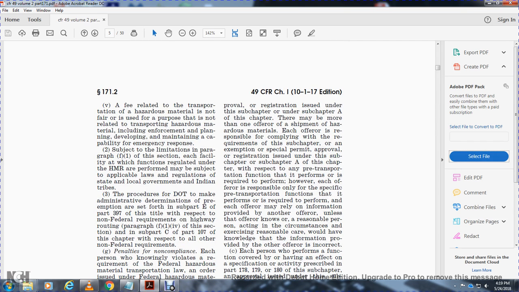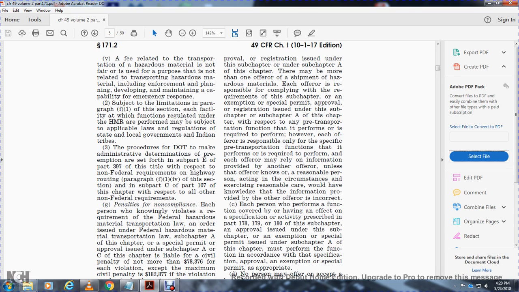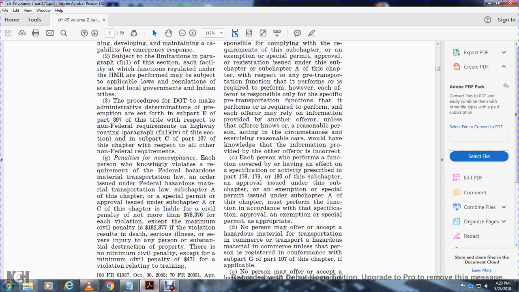Functions not related to the transportation of hazardous material are not preempted, including the enforcement of planning, development, and maintenance of the capability of emergency response, subject to the limitation in paragraph (f)(1). A facility performing functions regulated with hazardous material may be subject to applicable law and regulation of states, local governments, and Indian tribes. The Department has procedures to make administrative determinations of preemption, set forth in Subpart E, with Part 397 of this title for non-federal requirements for highway routing, with paragraph (b)(4) of this section and Subpart C of Part 107 of this chapter with respect to all other non-federal requirements.